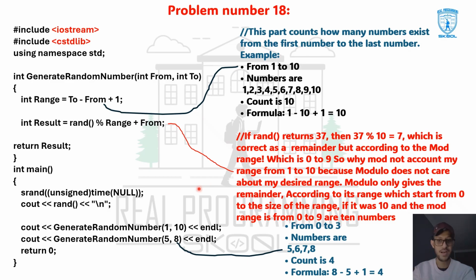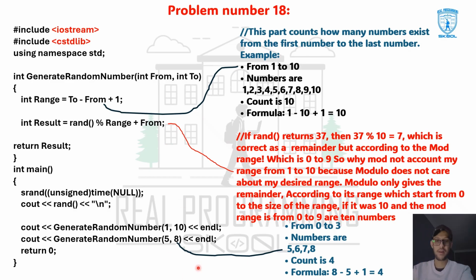But my range doesn't have any 0, it starts directly from 1. So when the compiler displays 0 for me, it's wrong. For that, I use plus from to shift the result of this math rand mod range. Plus from: I shift it by 1, or I increase it by 1, because I want the correct random number.